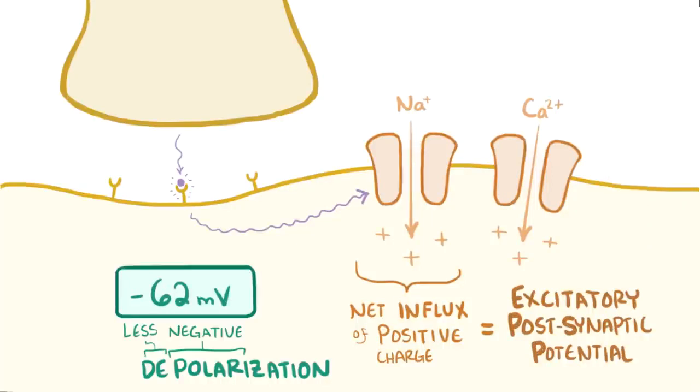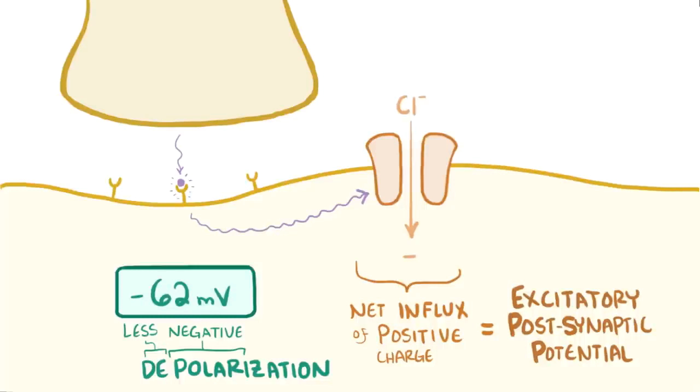In contrast, the opening of only ligand-gated chloride ion channels would cause a net influx of negative charge, creating an inhibitory postsynaptic potential, or IPSP, making the cell potential more negative, or repolarizing it.